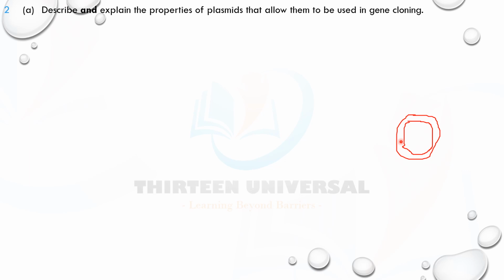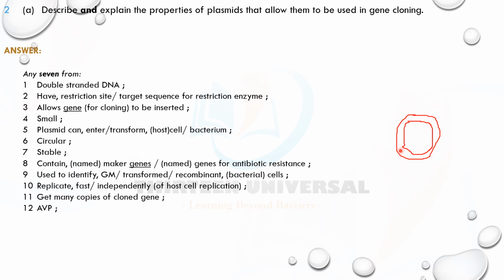Of course, some of these plasmids have promoters, so any gene inserted in them can be expressed. They can self-replicate and make many copies. Look at it, guys, and memorize. They were asking this question. Double-stranded, one mark. Have restriction site targets, which allow the gene for cloning to be inserted. Small, so plasmids can enter. These are one mark. Circular, so stable. Contain markers so they can be identified. Replicate fast, so you get many copies.